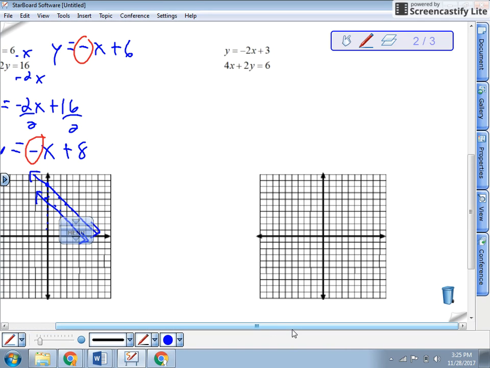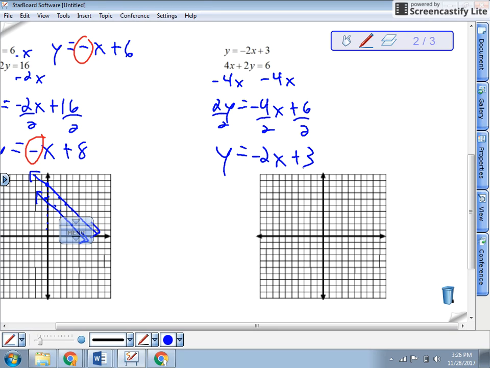The next one would become the same equation. Again, I subtract 4x, so I get 2y equals negative 4x plus 6. When I divide everything by 2, y is going to equal negative 2x plus 3. It's the exact same equation as this one. It's going to be the same line, so that would be an example of infinite solutions. So there you have it. That is how you're going to solve systems of equations by graphing.